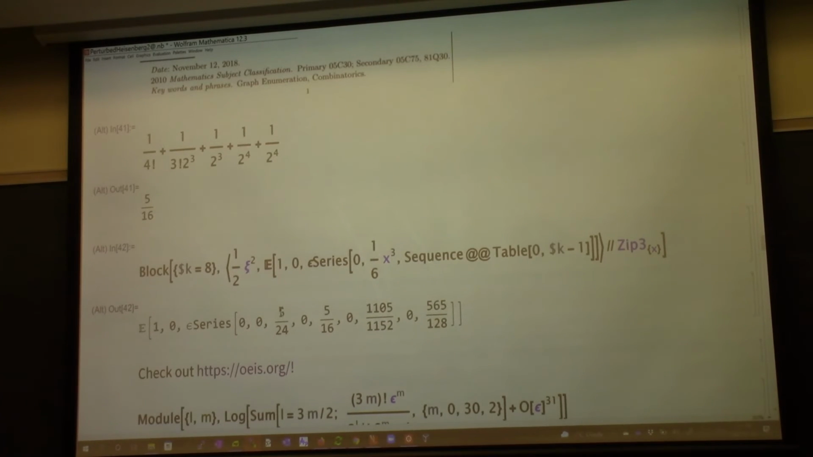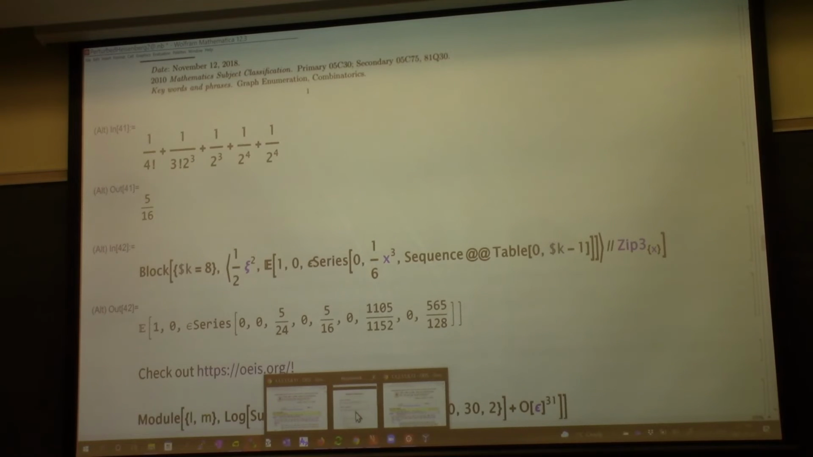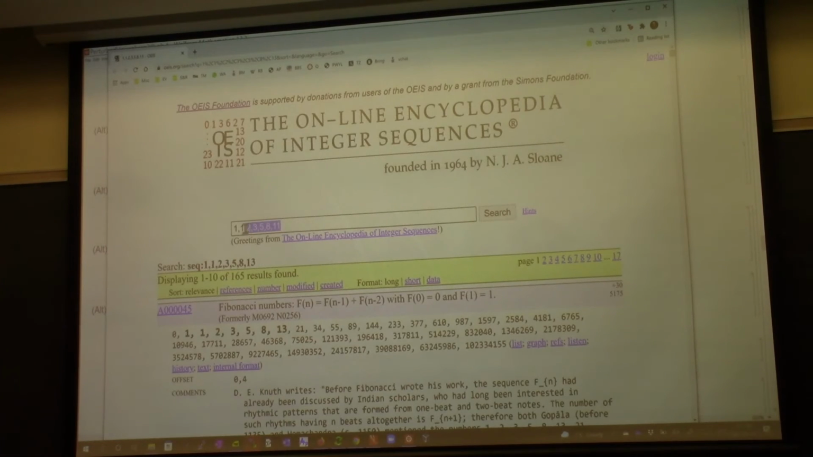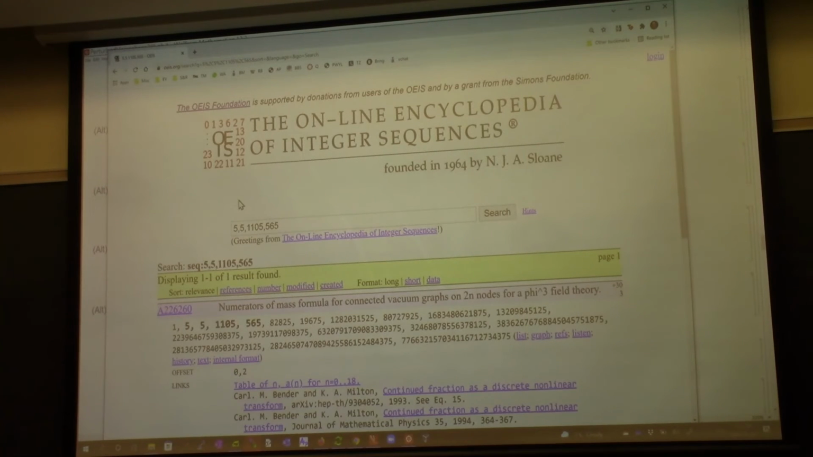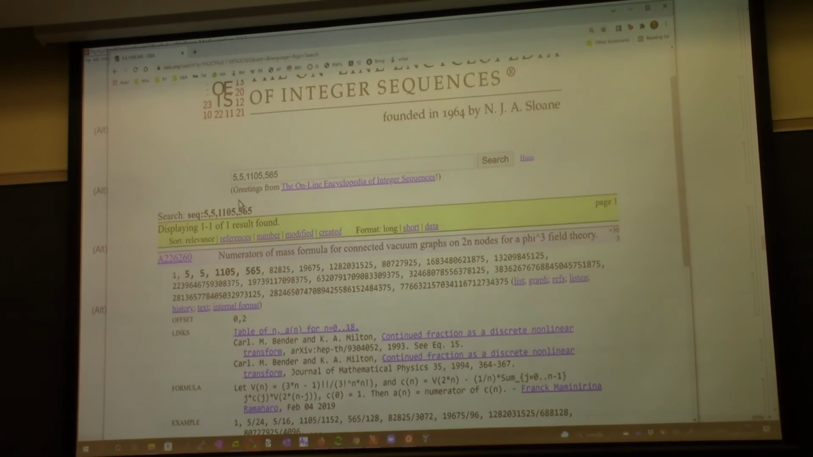Jesse advised me to enter just the numerators and the denominators. So 5, 5, 1105, 565. Where is it? Here. So 5, 5, 1105, and 565. And the encyclopedia has this sequence, and it is the numerators also for us, of the mass formula for connected vacuum graphs on 2n nodes for a phi-cubed field theory.